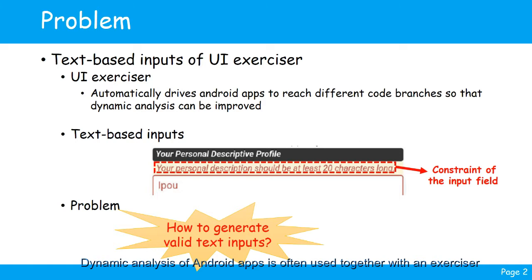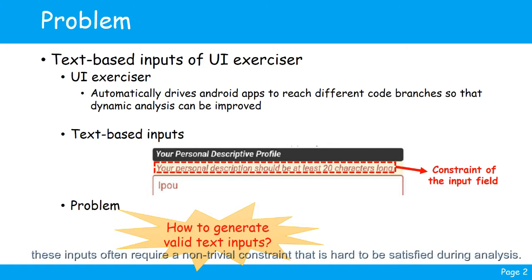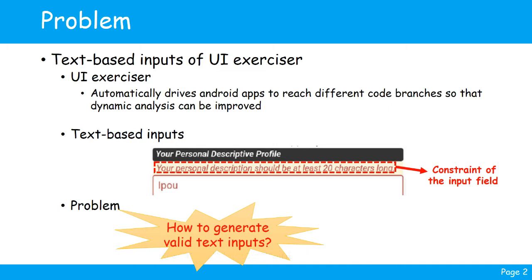Dynamic analysis of Android apps is often used together with an exerciser to increase its code coverage. One big obstacle comes from the text-based inputs, which are often constrained by the nature of the input field, such as the length and character restrictions. Furthermore, these inputs often require a non-trivial constraint that is hard to satisfy during analysis.